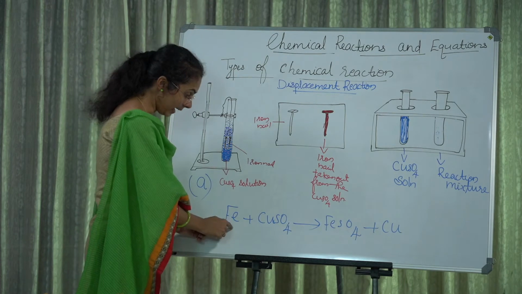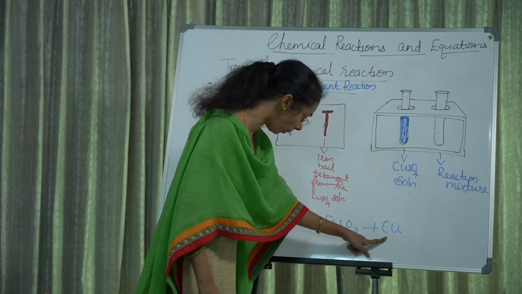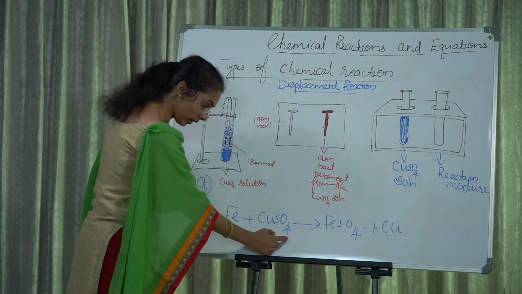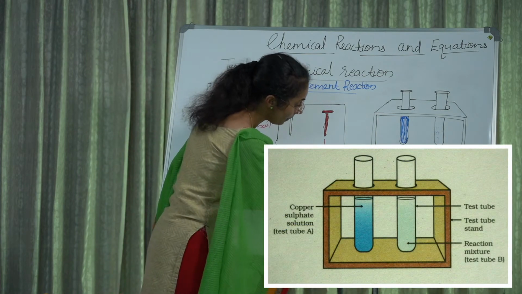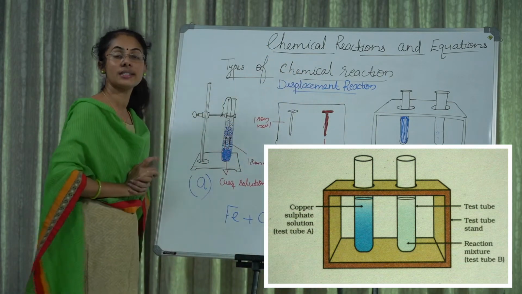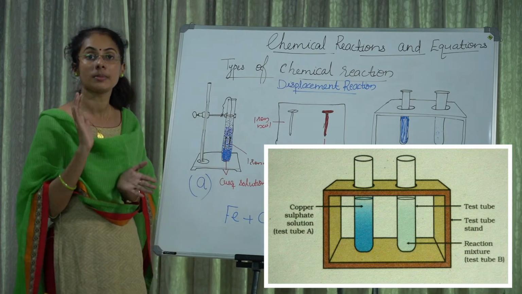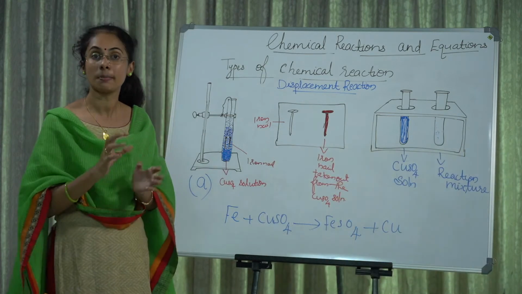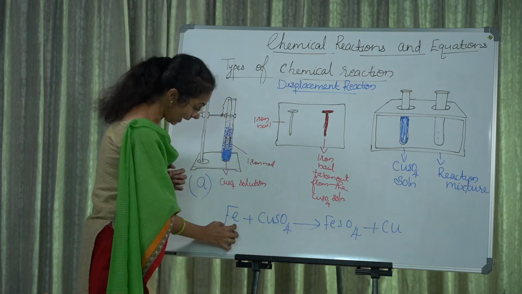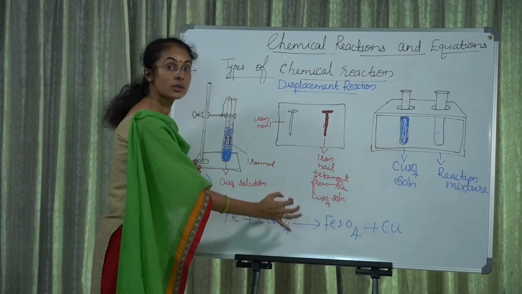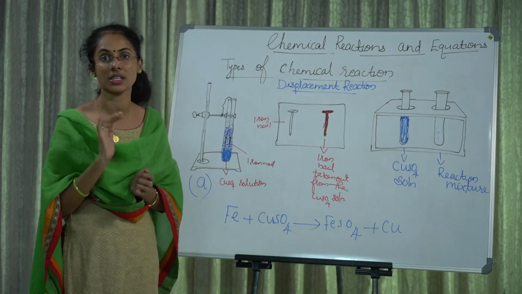Iron reacts with copper sulfate to form iron sulfate and copper. That iron displaces or removes the sulfate ion from copper sulfate and forms FeSO4 plus Cu. This type of reaction is called a displacement reaction. Removing or displacing the SO4 ion from copper sulfate is known as displacement reaction.